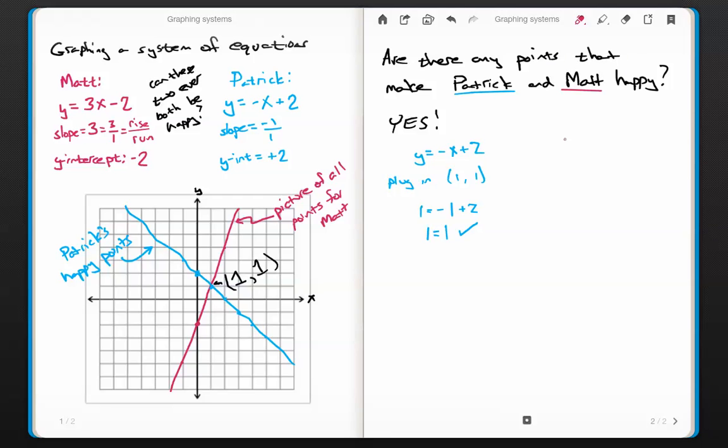Now we'll do it over here, same thing where we said Matt's points are y equals 3x minus 2. And we plug in 1, 1, and then we say 1 equals 3 times 1 minus 2, and so that's 1 equals 3 minus 2, 1 equals 1, and that works too.